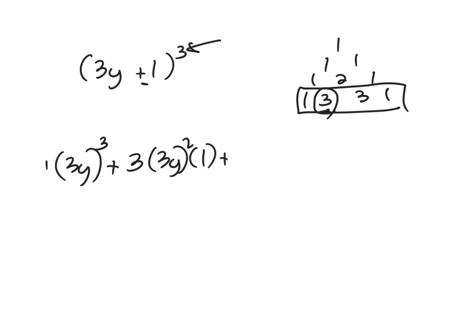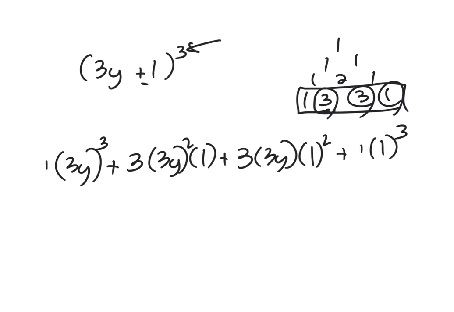Keep going here. The 3 is next. The 3y is coming down to the first power. The 1 is coming up. And the last term is going to have a 1 as a coefficient. So you don't have to write the 1, and there's no more 3y's, so just get 1 to the third power. Now your job is to multiply this stuff out. Remember, 2 lines and you're done.